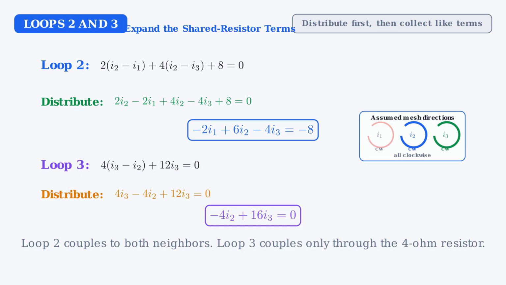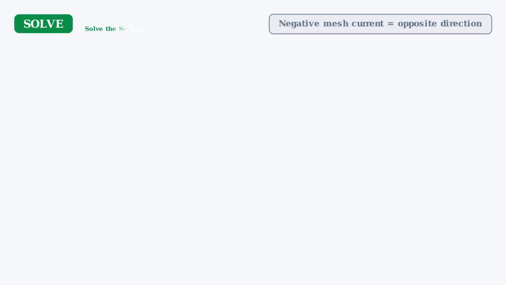For loop 3, only the 4-ohm resistor is shared, so we write 4 times (I3 minus I2) plus 12I3 equals 0. After distribution, that becomes 4I3 minus 4I2 plus 12I3 equals 0. So the final loop 3 equation is negative 4I2 plus 16I3 equals 0. Now solve the three equations together.